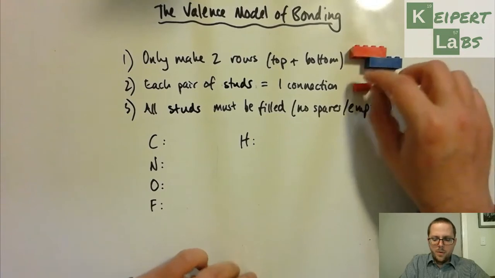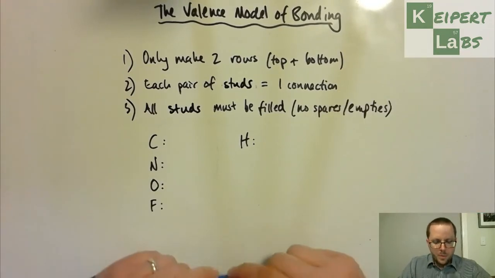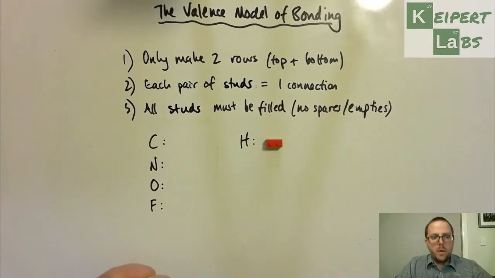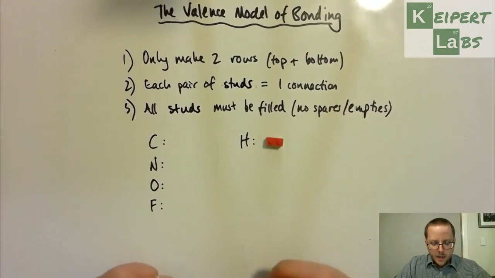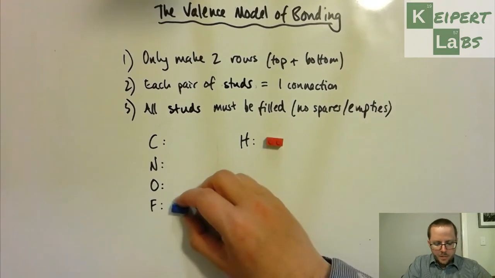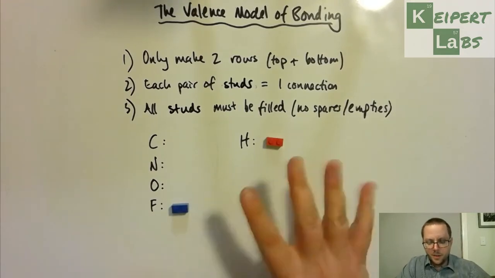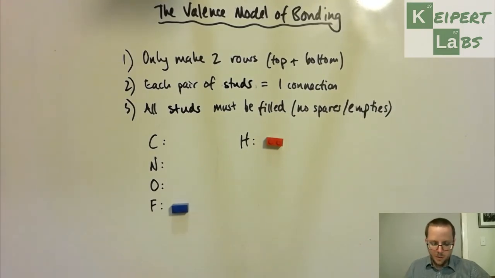All right, so thinking about our modelling over here, we saw that hydrogen can only make one connection. So we're going to represent a hydrogen with a 2x1 brick. Okay, we saw that fluorine can also only make one connection. So when we are using fluorine, we need to use the same type of brick. Okay, now colour here is totally not important.